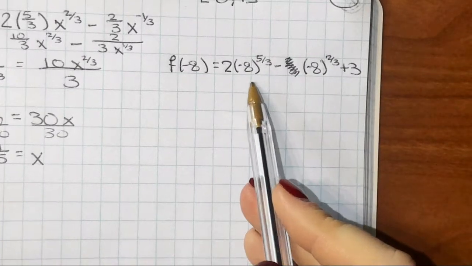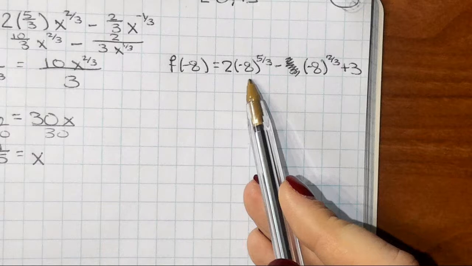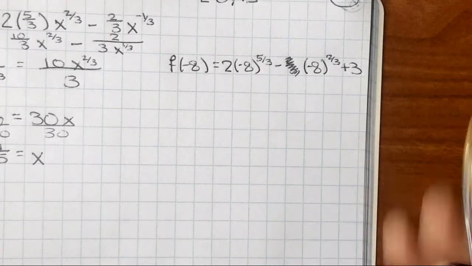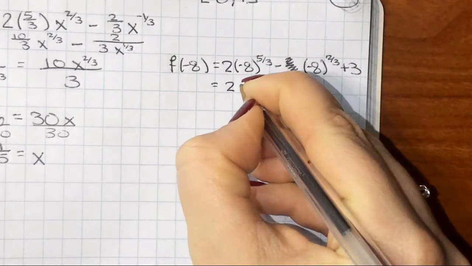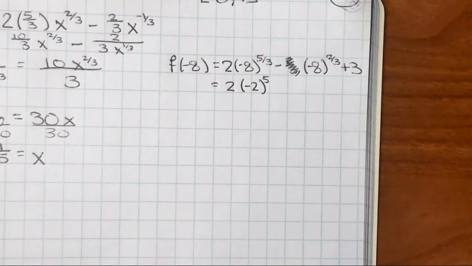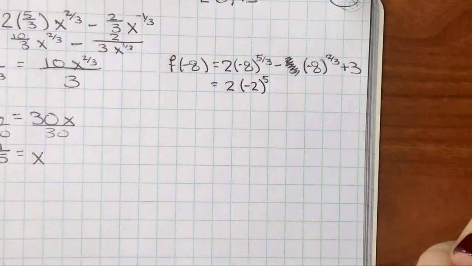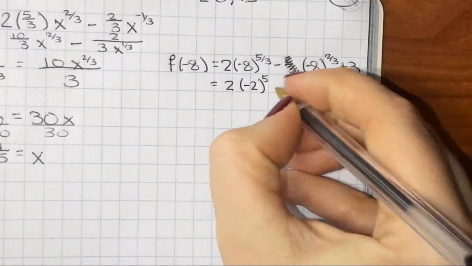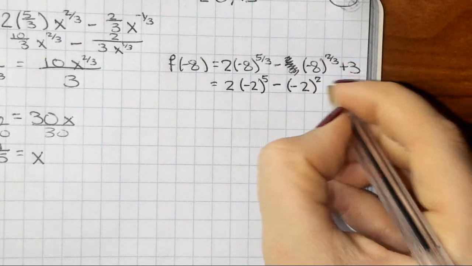So, a lot of us look at this and you're all like, where do I begin? Well, what's -8 to the 1/3? -2. So I have 2 times -2 to the 5th. You guys with me? Negative 8 to the 1/3 is negative 2. So now I'm just going to put that to the 5th power, which means I'm going to be subtracting negative 2 to the 2nd plus 3.